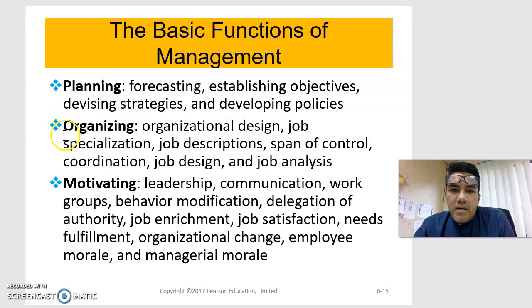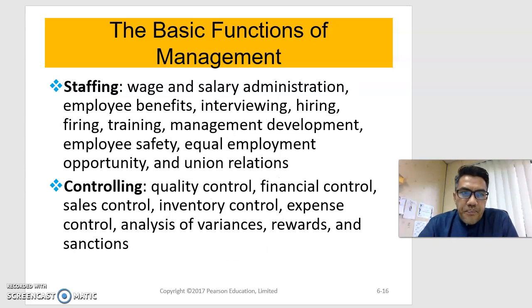We talk about planning, organizing, motivating, and then you can have a look into each of these elements on your own. I'm not going to go into detail for each of these functions because I believe this is quite basic, and you should go and read the respective chapters, especially the content for this part. And then staffing, and then controlling.